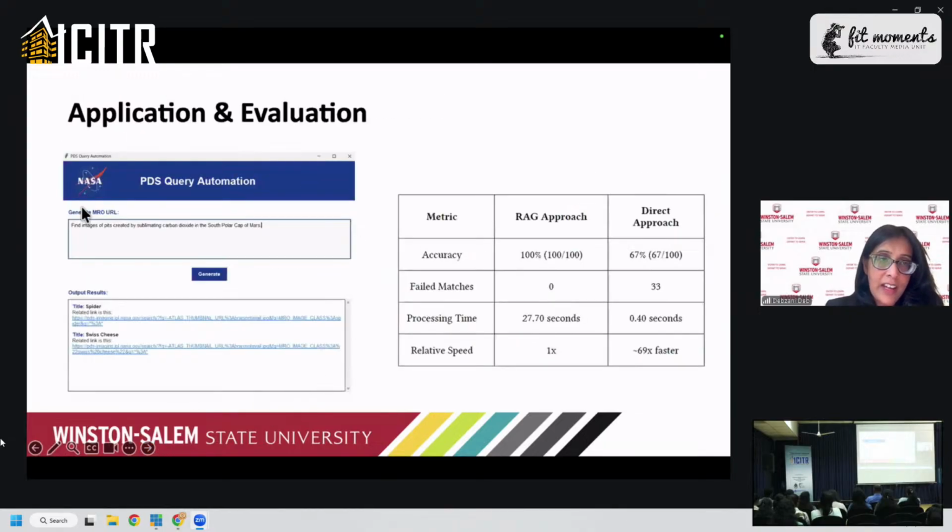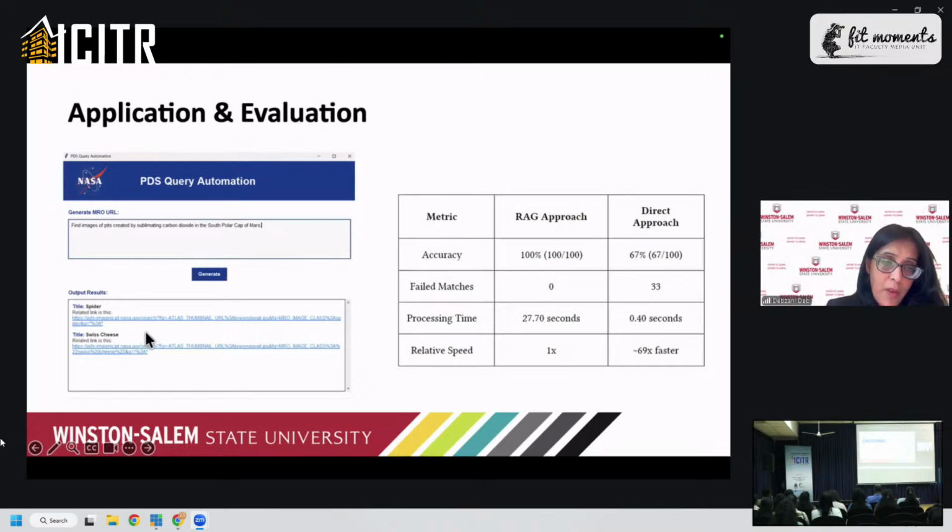And here again is the screenshot of the GUI that takes that query as an example input, and ultimately generates two of those images. One belongs to the spider group, because the sublimating carbon dioxide can generate some spider group of terrain, or maybe the Swiss cheese group of terrain.